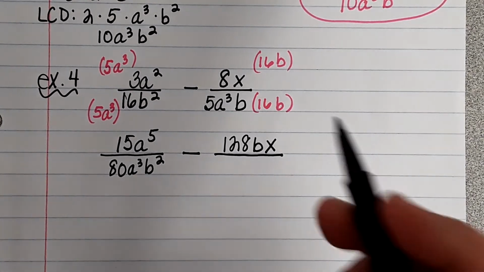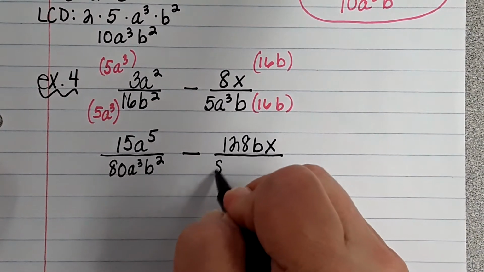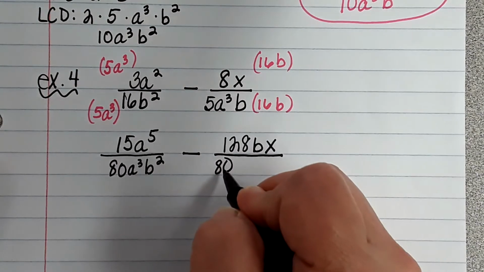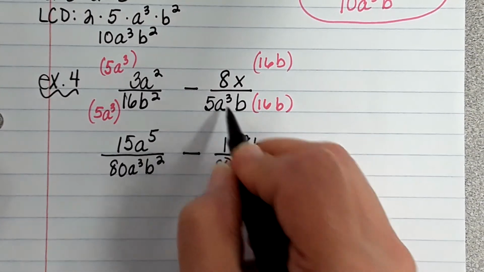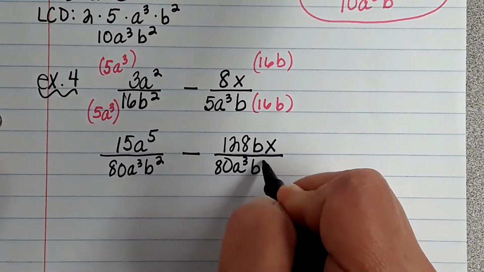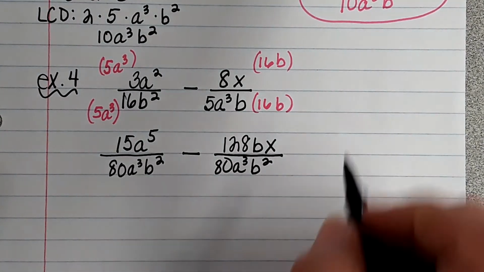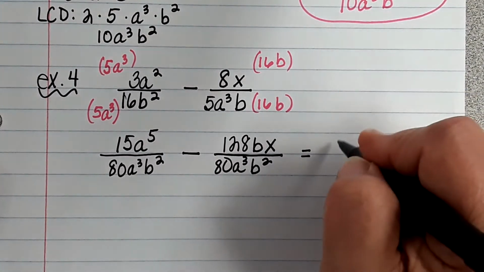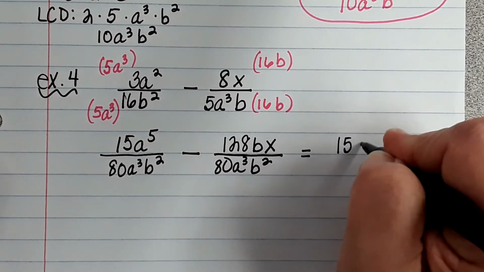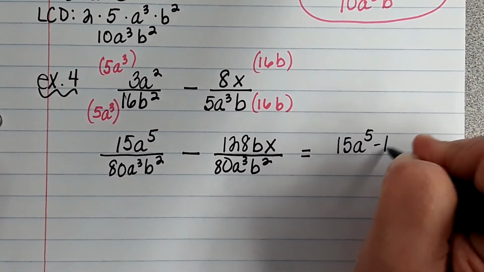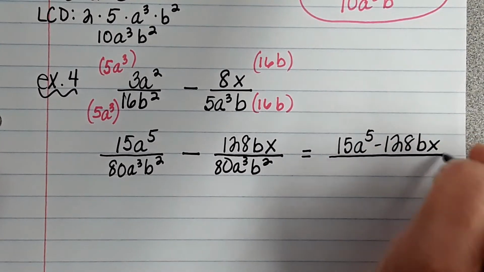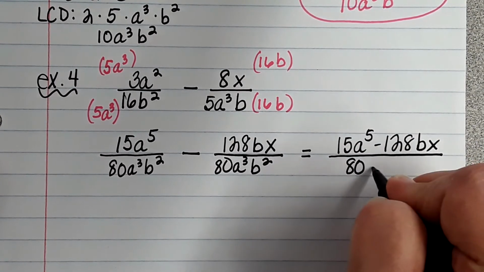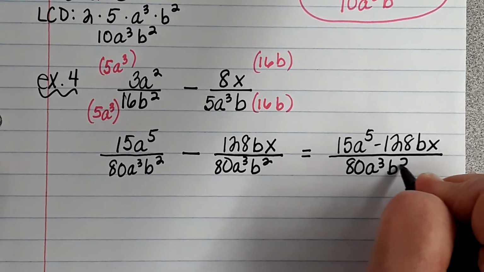And then what's the denominator going to be? 5 times 16 is 80. a to the third, and then b squared. You want to make sure those match. And your final answer is 15a to the fifth minus 128bx all over 80a to the third b squared.